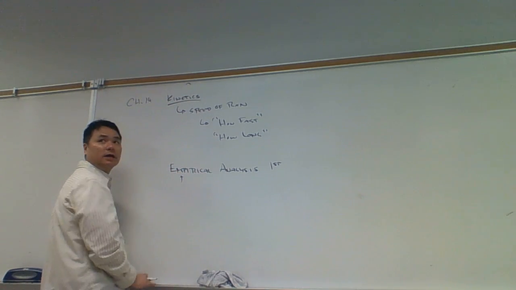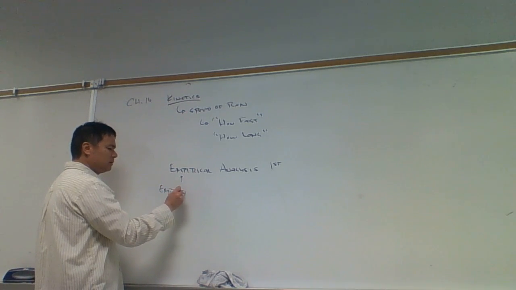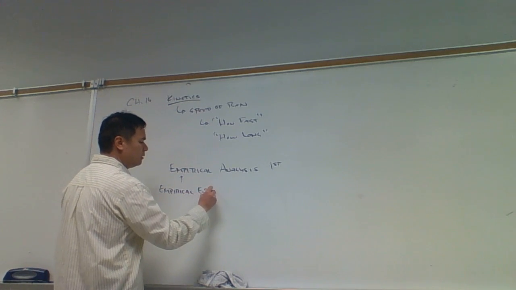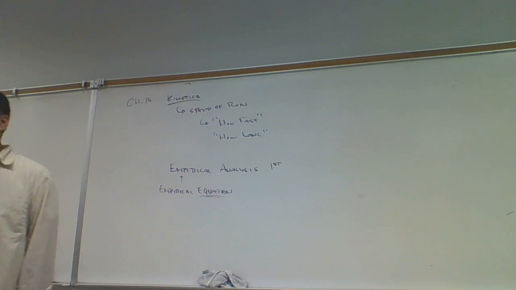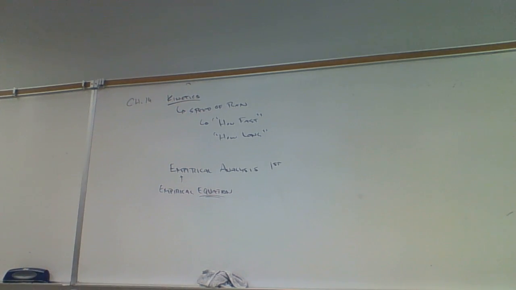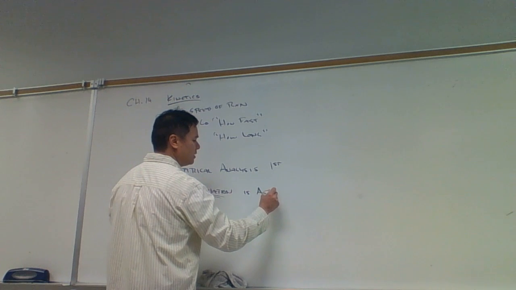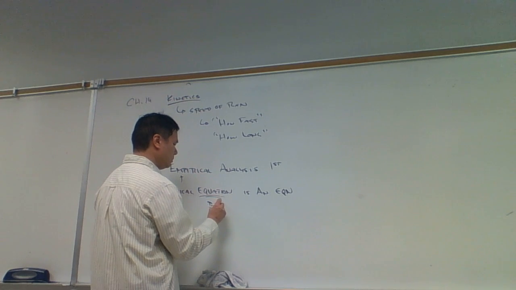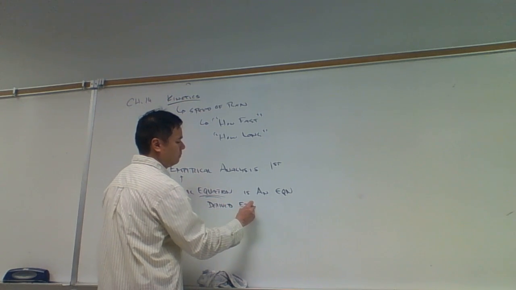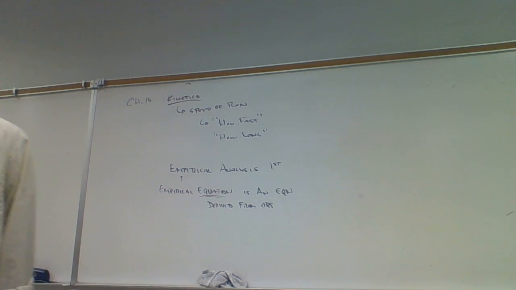Empirical, what does empirical stand for? Empirical stands for an empirical equation. Empirical equation means that the equation came from theory, or that the equation came from observations? Observations, yeah. So an empirical equation is an equation derived from observations. And we can use this equation to make predictions.